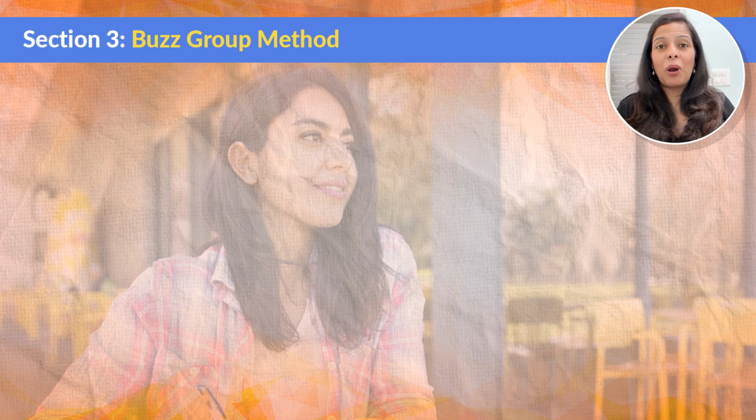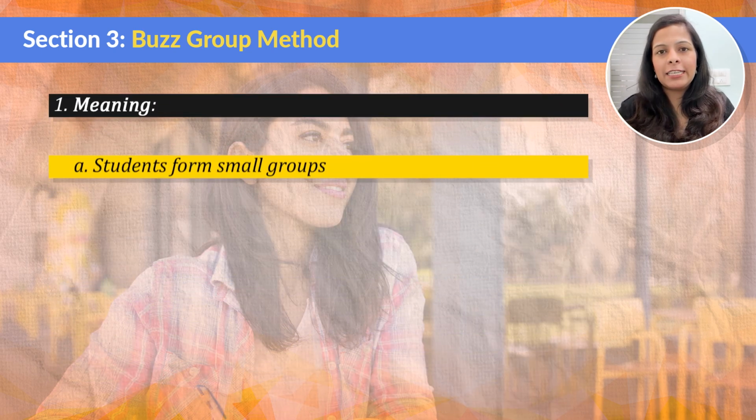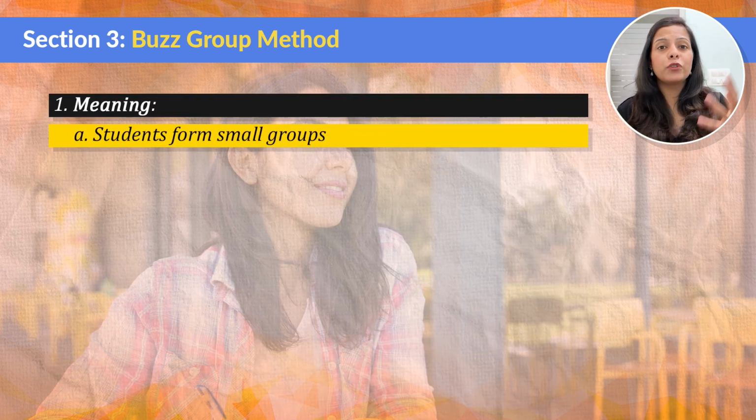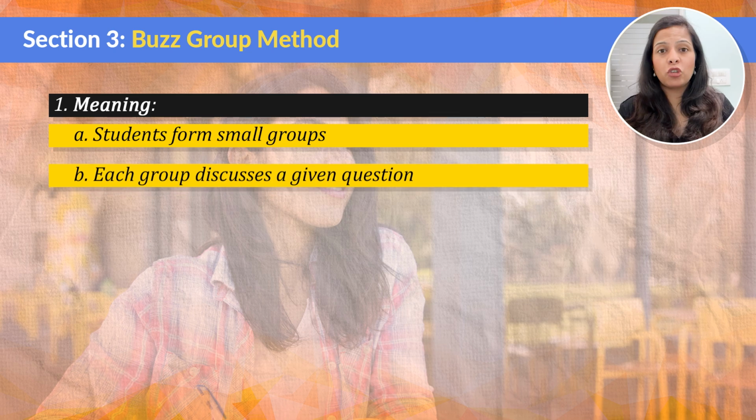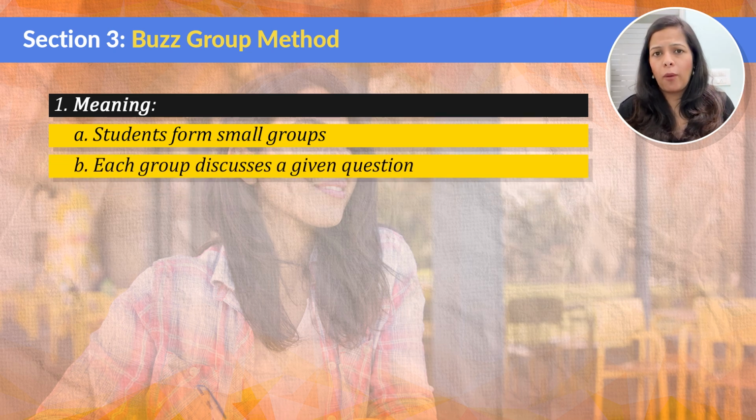Now let's talk about another interesting cooperative learning strategy, which is called the buzz group method. In this technique, students are divided into small groups of 2 or 3 people. Each group is given a question or a topic to discuss for a few minutes. Because many groups are talking at the same time, the room fills with a low buzzing sound. That's why it's called the buzz group method.